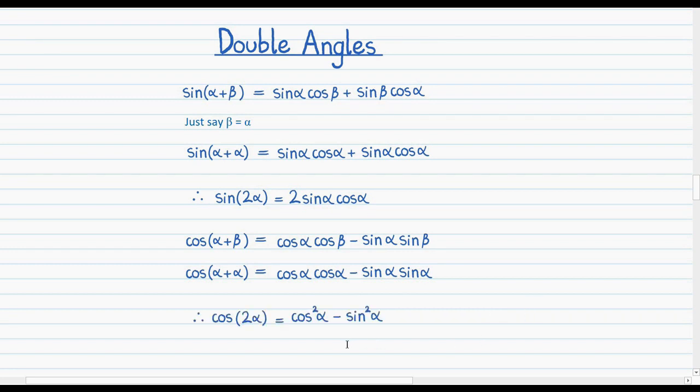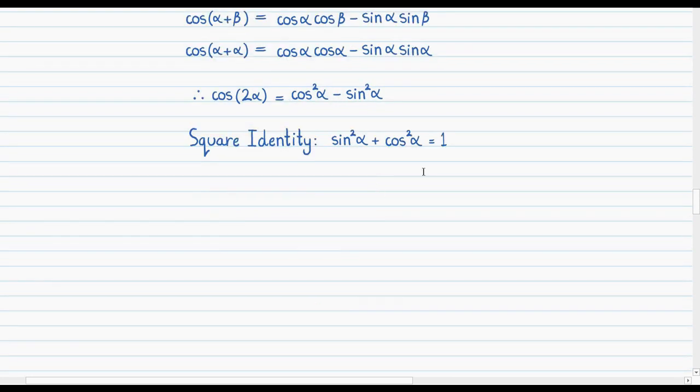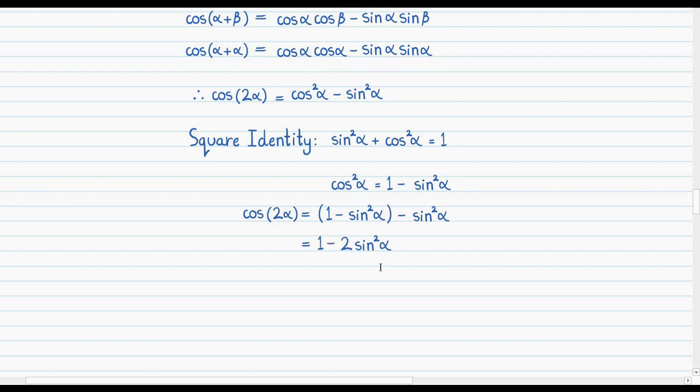And that's the basic form of cos 2 alpha, but by using the square identity, you can make slight variations to this basic formula. And as a reminder, the square identity was sine squared alpha plus cos squared alpha equals 1. Then you can rearrange the square identity in two ways. One is by making cos squared alpha the subject, giving cos squared alpha equals 1 minus sine squared alpha. Then by substituting this for cos squared alpha in this formula, you get cos 2 alpha equals 1 minus sine squared alpha minus sine squared alpha, which simplifies down to 1 minus 2 sine squared alpha. So that's the second form of the double angle identity for cos.